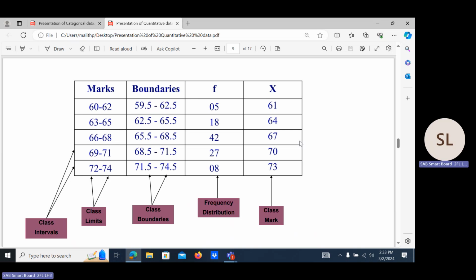Understood? When we need to calculate the mean value and the standard deviation, we need to identify the class mark of each class interval.